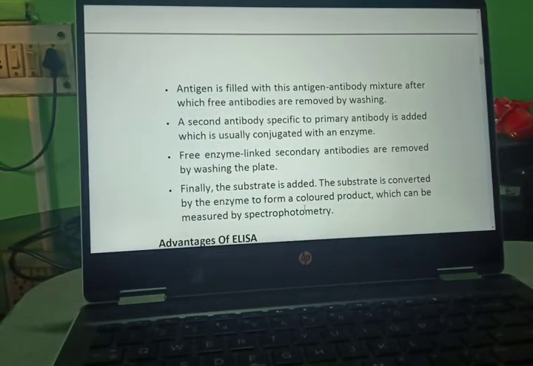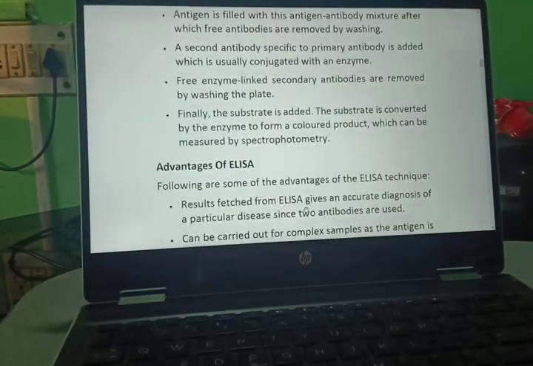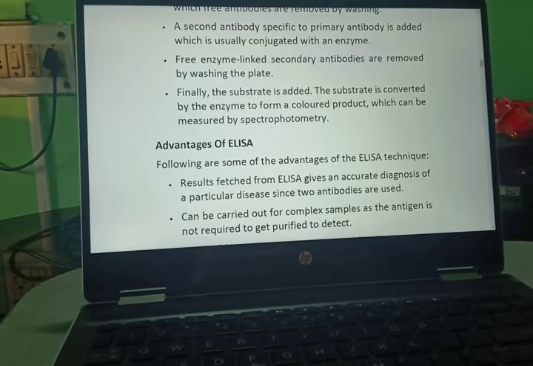The well is filled with antigen antibody mixture, after which free antibodies are removed by washing. A second antibody specific to the primary antibody is added, which is usually conjugated with an enzyme. Free enzyme linked secondary antibodies are removed by washing the plate. Finally, the substrate is added. The substrate is converted by the enzyme to form a colored product which can be measured by spectrophotometry.